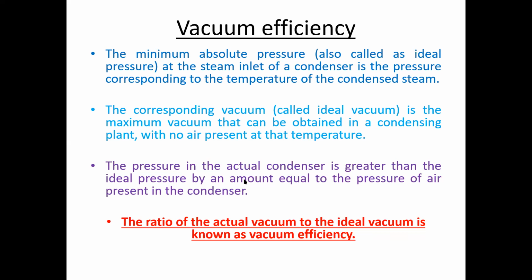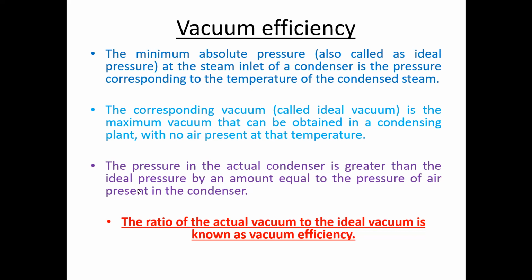So, but what is the condition inside the condenser shell? Inside the condenser shell, there is the actual pressure. That actual pressure is due to the pressure of air present in the condenser, which is always greater than the ideal pressure, because I've already said that it's very difficult to get the ideal condition, because air is always there in the condenser shell. There are always chances of air inlet into the condenser shell. So the actual pressure in the condenser shell is always greater than the ideal pressure.